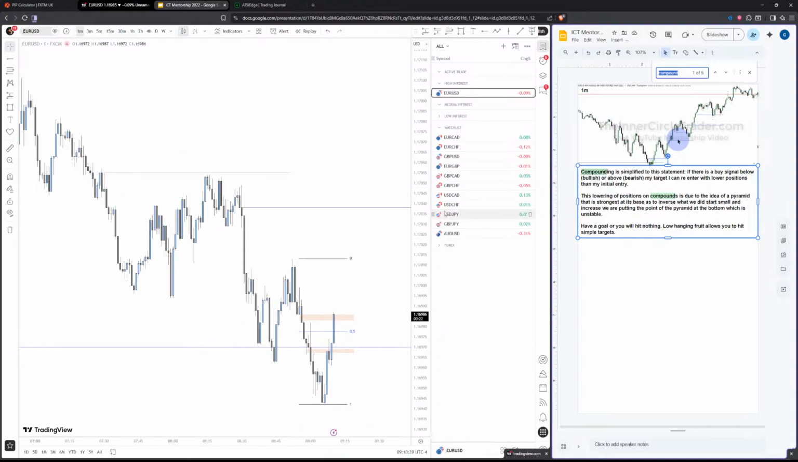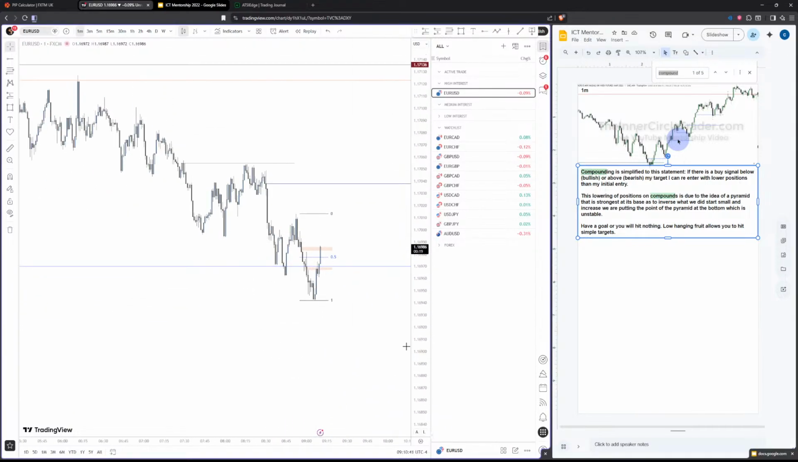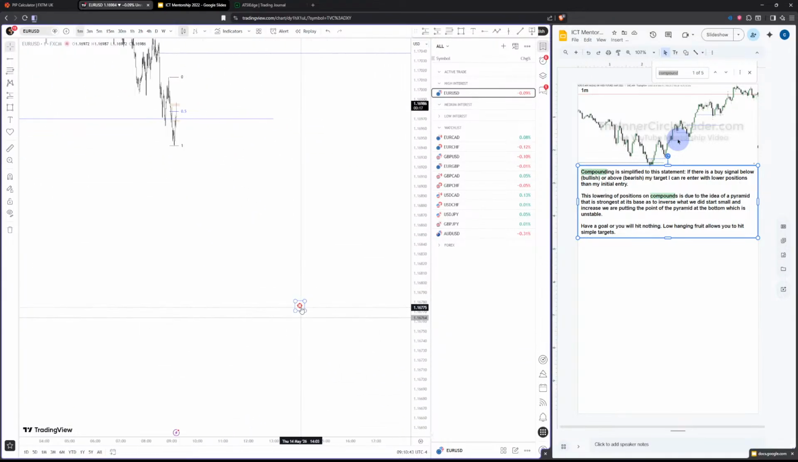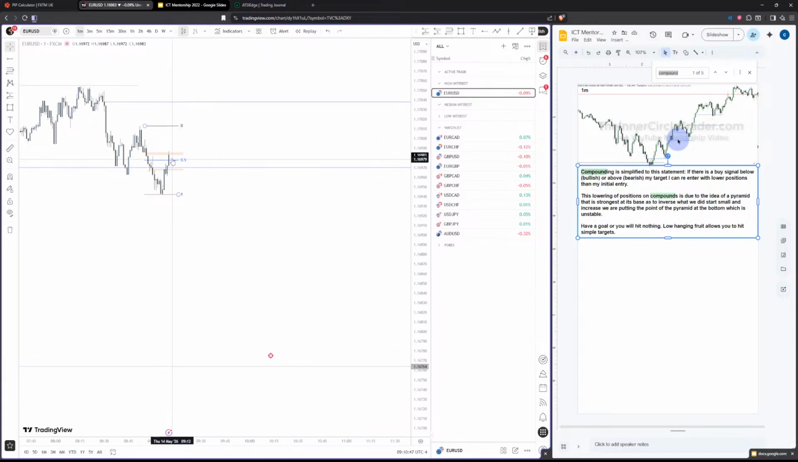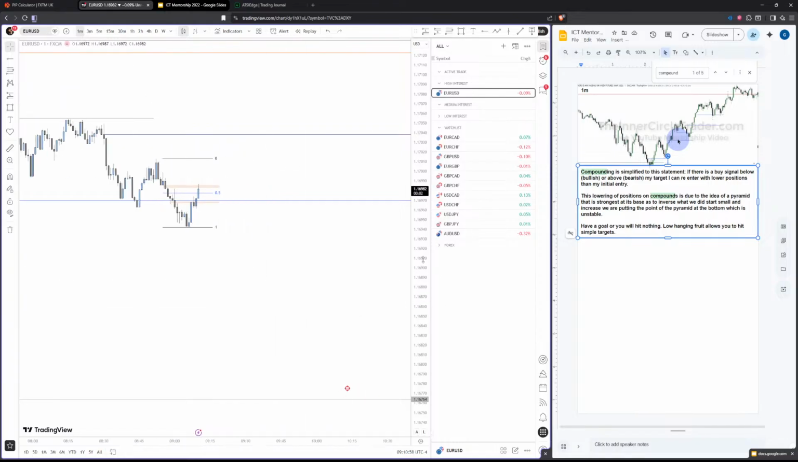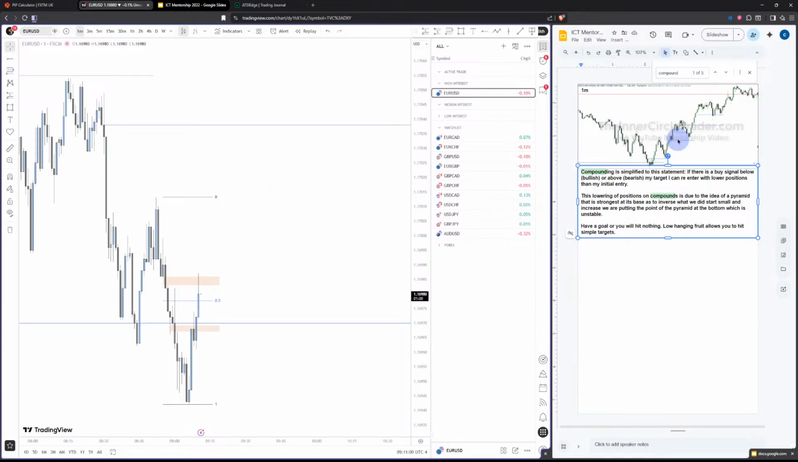So my goal is right here. Why? We established it on the daily time frame. So I'm bearish, so anything that's above, my target is a lower position than my initial entry. So this is, you can see here, this place. Let's put emphasis on the displacement leg.